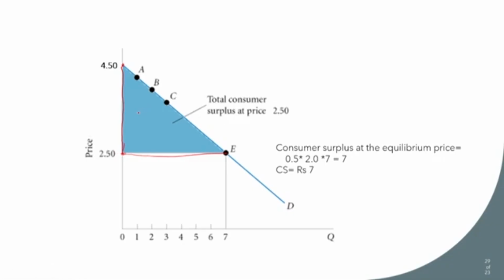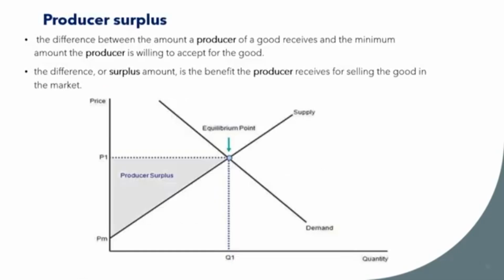For the triangle area, you need 0.5 times the distance between the maximum willingness to pay and the market price. This distance is 2, and this one is 7. So finally you can calculate the consumer surplus as 0.5 times 2 times 7, which is equal to 7. So that is about the consumer surplus.